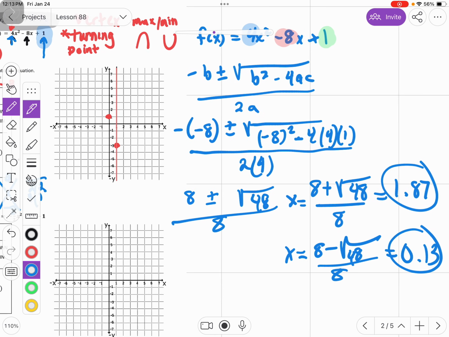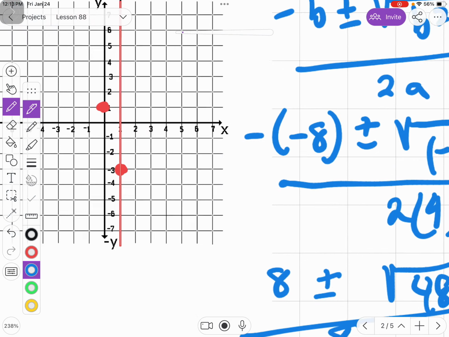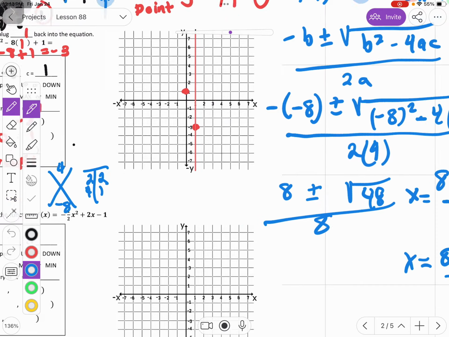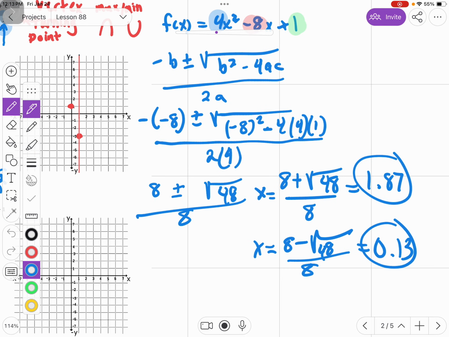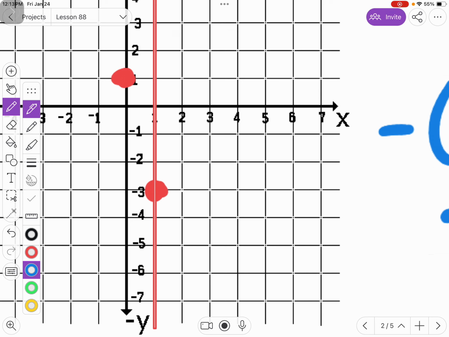Let's plot them. And you're like, how do you plot something like that? Well, this is where they cross the x-axis. So it's where y is 0. And the first one, 1.87, let's just call it close to 2. So it's like right here. It's almost 2, but not quite. Okay, that's where it crosses the x-axis there.